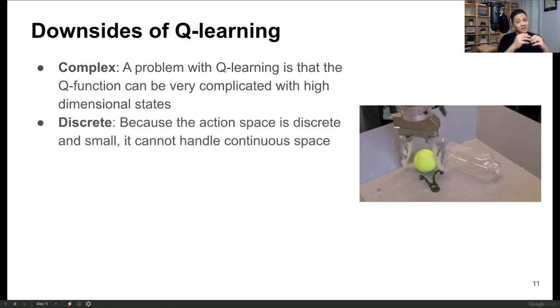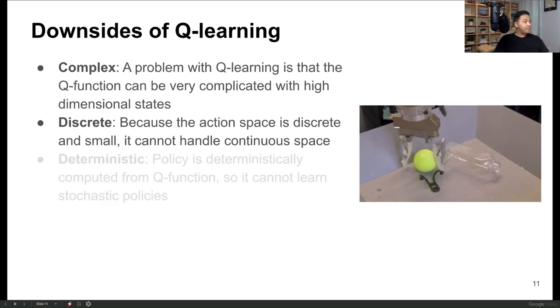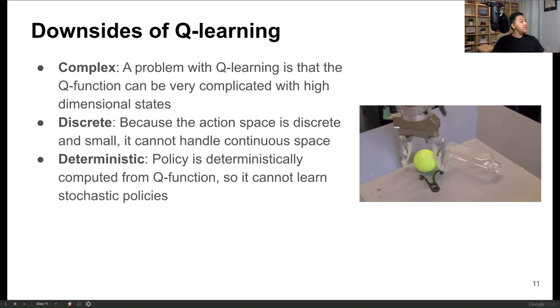Also, because Q learning makes everything discrete, right? The state has to be discrete, the action has to be discrete. It is not designed to handle continuous space. And finally, it's deterministic. What that means is that it directly computes from the Q function, and it cannot learn a stochastic policy or random policy. So if the environment is uncertain, it won't be able to account for that, right? Certainly you can try exploration versus exploitation as a trick, but the algorithm itself does not have any stochastic sense built into it, right?